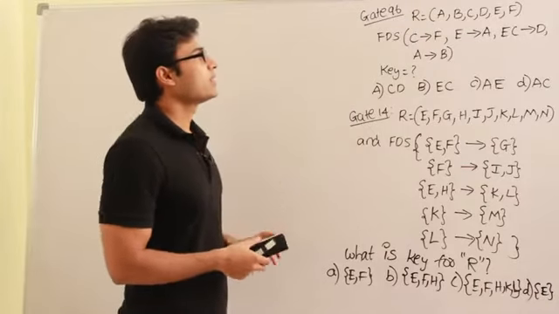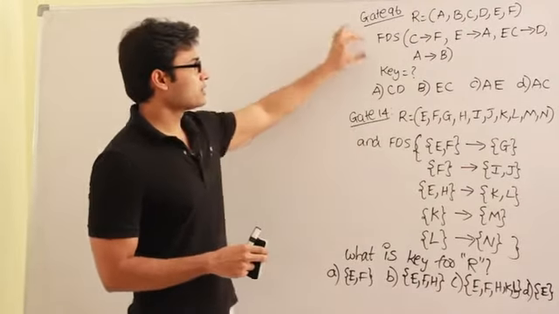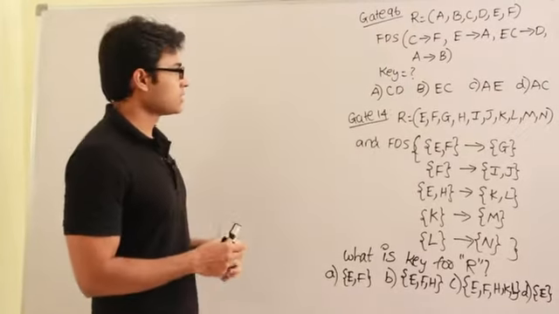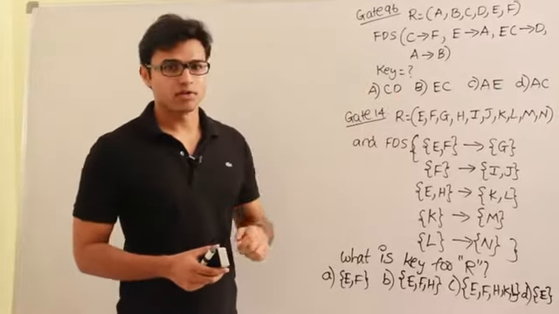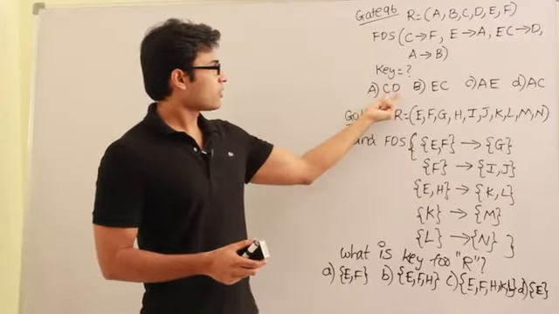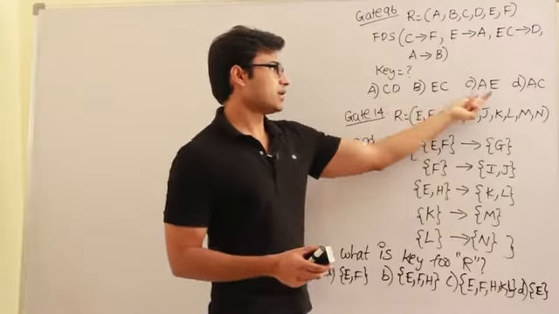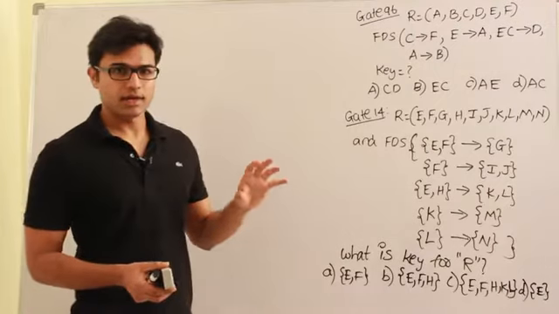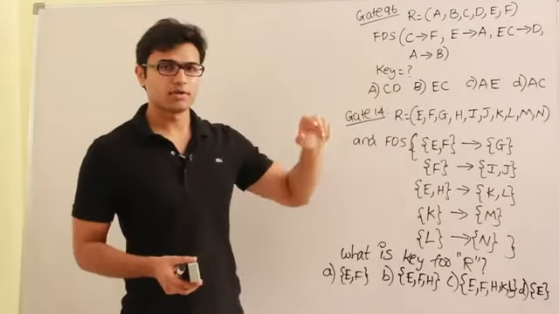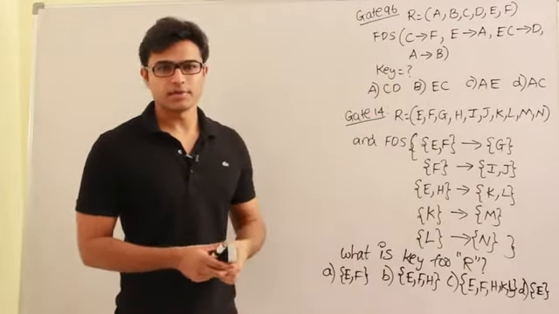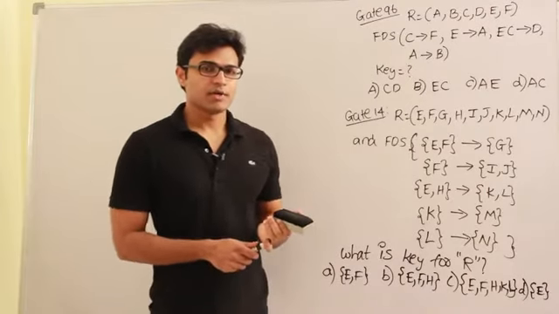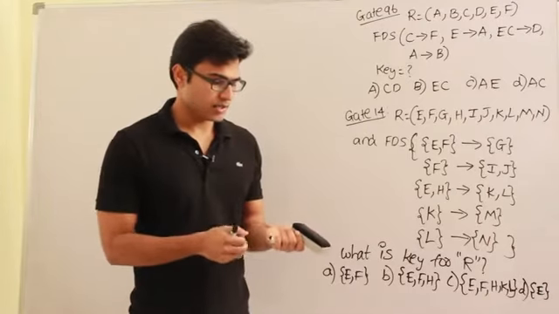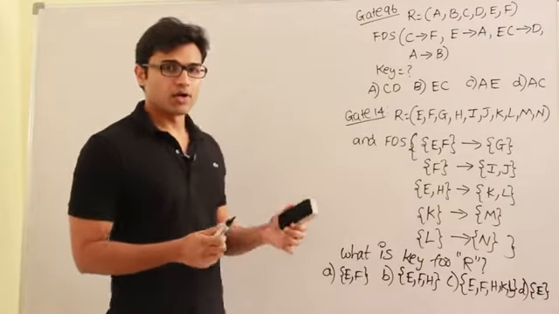Now the table contains A, B, C, D, E, F, and they are saying that these are the functional dependencies and the options are given. One easy way to answer this question is you take each option and find out the closure. Find closure of CD plus, EC plus, AE plus and AC plus. Then you are going to get some answer, and if only one of them gives you all the attributes, that is going to be the key. That is one way to answer it. But maybe let's see how this really works, how to find the candidate keys, the concept of it.